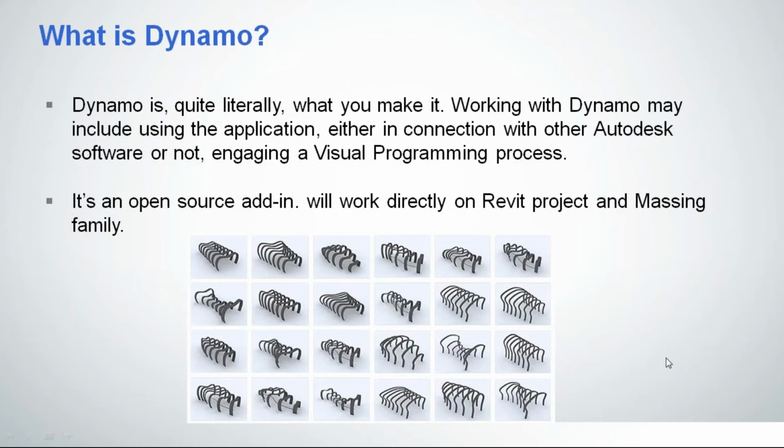What is Dynamo? Dynamo is quite literally what you make it. A visual programming language, such as, if you are aware of Rhino, Grasshopper, it is also one of the visual programming languages. It will have a dynamic link with Autodesk products like Navisworks, Revit, Robot Structural Analysis. It's an open tool, and you can install it as an add-in for Revit, and it will directly work with your Revit project and massing environment.